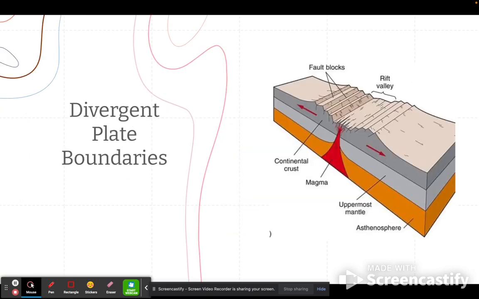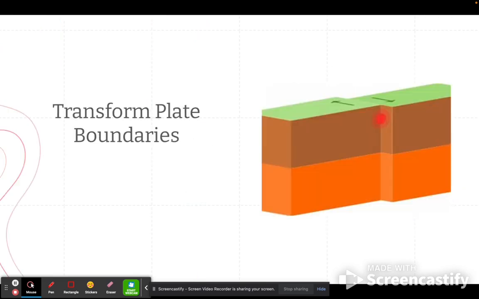A divergent boundary occurs when two tectonic plates move away from each other. Along these boundaries, earthquakes are common and magma rises from the Earth's mantle to the surface, creating new oceanic crust. A transform boundary is a place where two of Earth's tectonic plates move past one another.